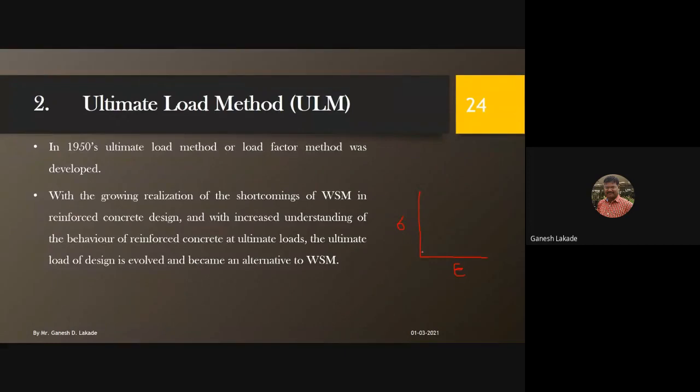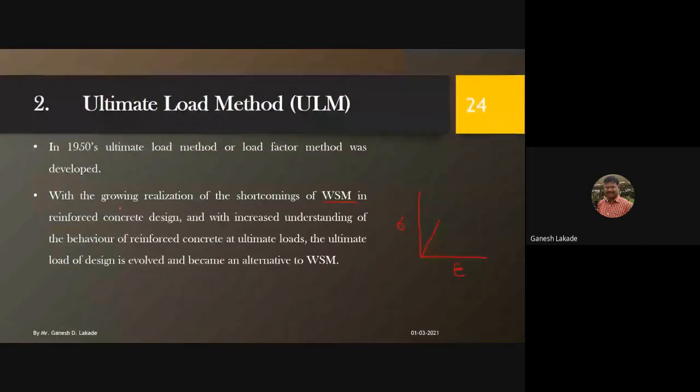as per WSM, this relationship is a linear one. The stress is directly proportional to strain. As you increase stress, the strain is also going to increase. But that is not the actual condition. Okay? That is not the actual condition.